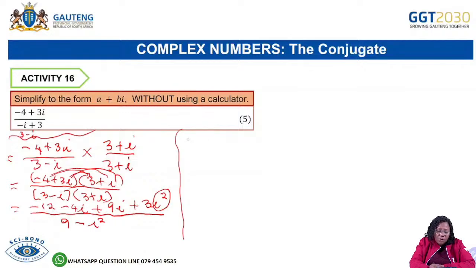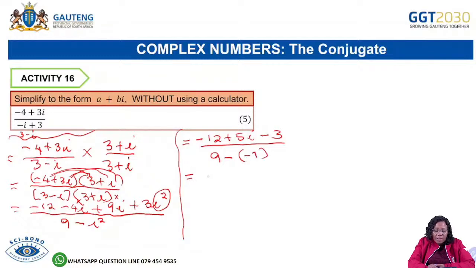We are having minus 12 on top. And the minus 4i plus 9i, that is 5i. And then this one will be a minus 3 because it will be 3 times -1, which is minus 3. And then now this is 9 minus i squared, which is minus 1, remember? And then that is 5, this is minus 12 minus 3, that is minus 15 plus 5i, all over 9 minus minus 1, is 9 plus 1, which is 10.